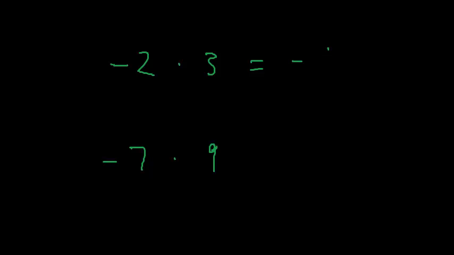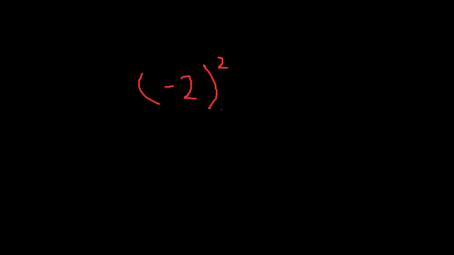So in this case, -7 times 9 is -63. We have to be careful with this when we're applying it to exponents. For example, when I have (-2) squared, this is saying I'm taking that -2 and squaring it. So -2 times -2, that's a negative times a negative, so it is positive 4.